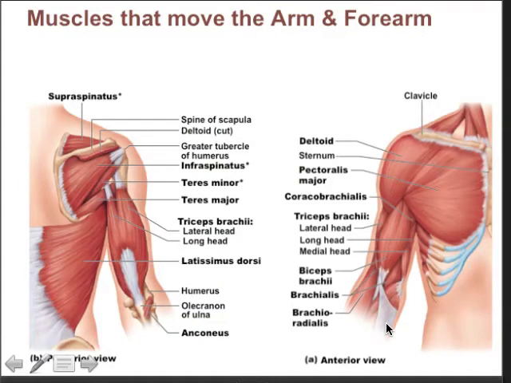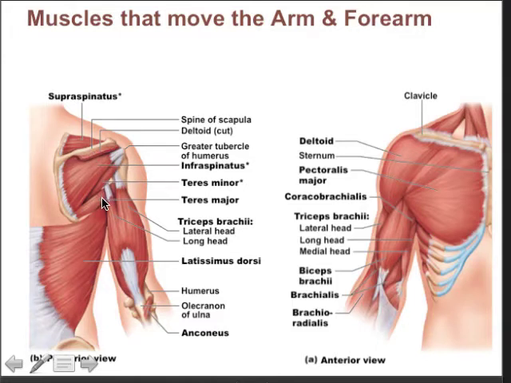So here you can see a look at the shoulder joint from the back and from the front. The posterior view is on the left, the anterior view is on the right. And what we've done here is we've removed the deltoid and we've taken the trapezius out of the way, and you can see the deeper muscles of the rotator cuff. You can pick up the supraspinatus, the infraspinatus, the teres minor, and the teres major from the back.